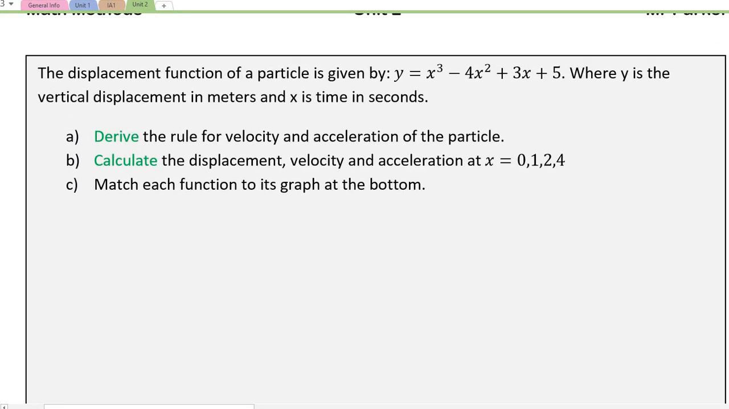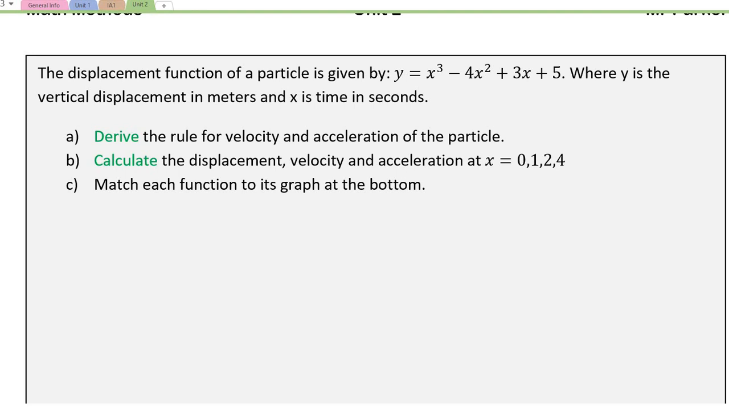So, guys, the displacement of a particle is given by y equals x cubed minus 4x squared plus 3x plus 5. So that tells you how far away from the origin it is at any point, how far the vertical origin is, and x is our time in seconds. So obviously this function's doing some crazy stuff, flipping all over the spot. Okay. We ready to do this one, guys?